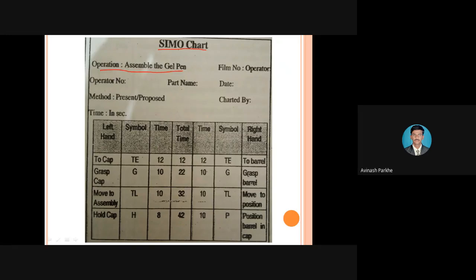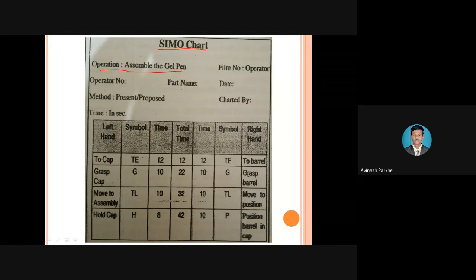So for the assembly of that gel pen, whatever activities are performed by the left hand and the right hand can be represented using this Simo chart. For this assembly, very small movements take place by the left hand and the right hand. This is not a big operation. This is a very simple operation. But during that, some repetitive movements take place, and that work can be completed within a short cycle.